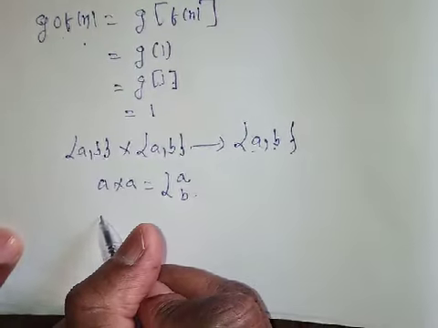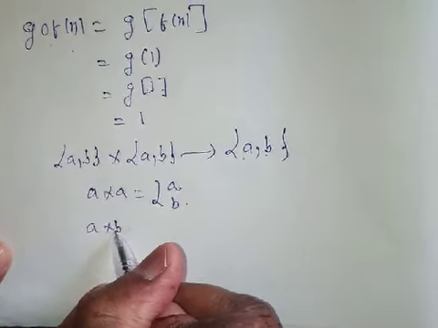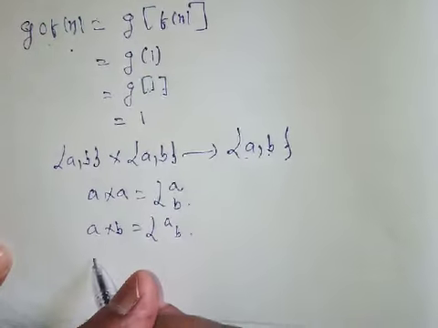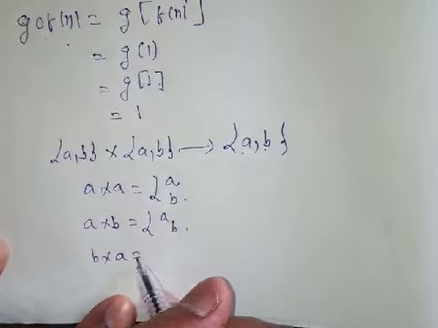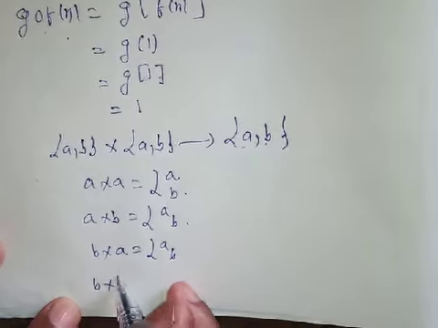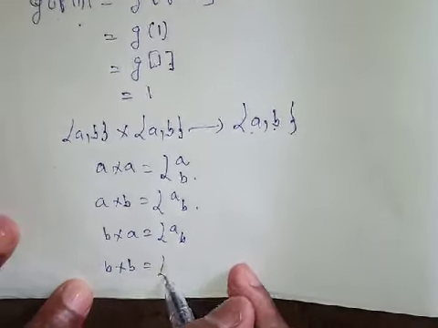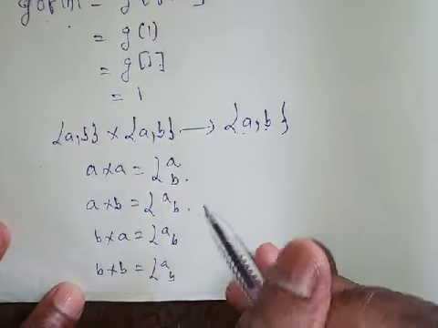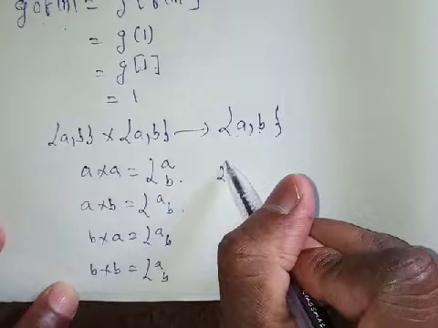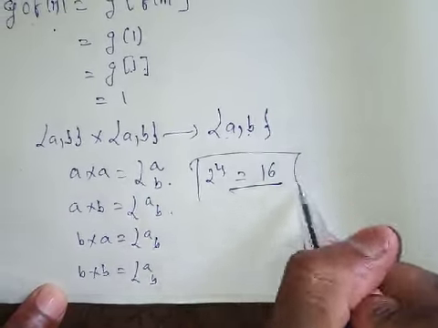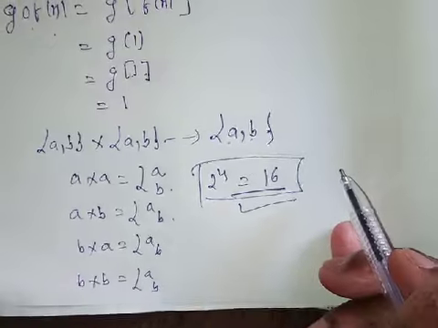If you take a into b, again it will give you a or b, and b into a again gives you a or b. And b into b will also give you a or b. So basically 2 choices are there, for how many pairs? 4. So 2 raised to 4, which becomes 16. So 16 is our correct answer. Thank you very much.